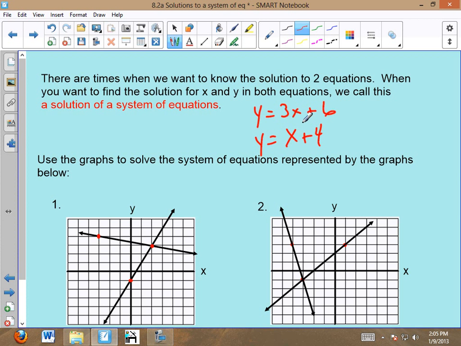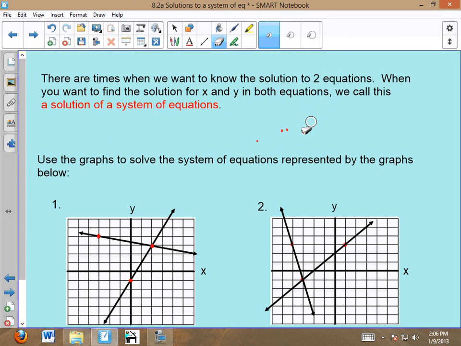If I graph them, I can find the answer by where the lines cross. What do I need to find the value for in these 2 equations? Yeah, I need to find the value for x and the value for y. So when I know the value for x and y, I know the answer for this system of equations. Okay? So, one way to do that is to graph the lines.